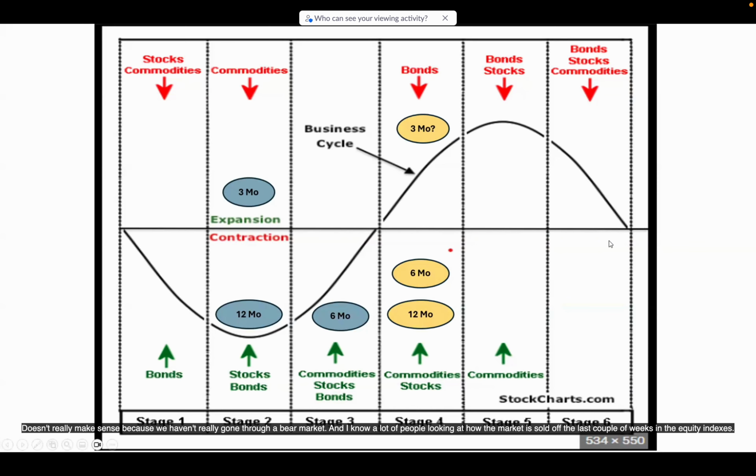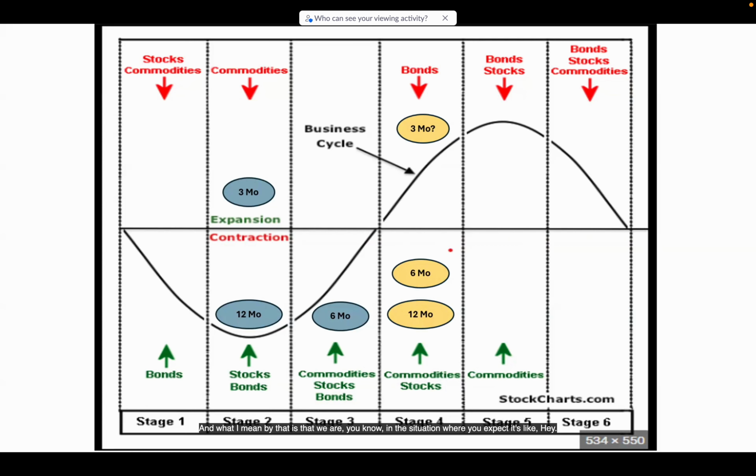And I know a lot of people looking at how the market has sold off the last couple of weeks in the equity indexes are like, "Oh, is this the beginning of the next down move?" And we'll take a closer look at that here. But ultimately, what I'm seeing here is what I refer to, and it's a very technical term, as a mixed bag.